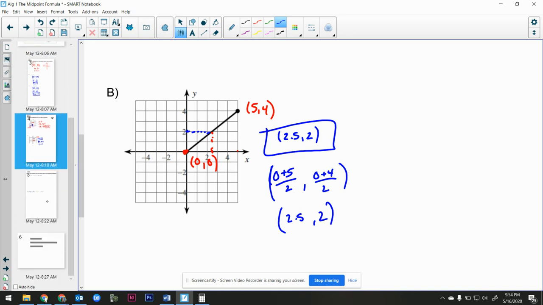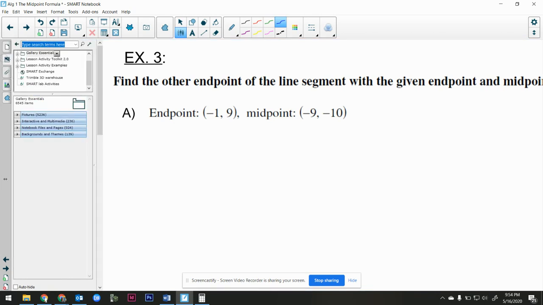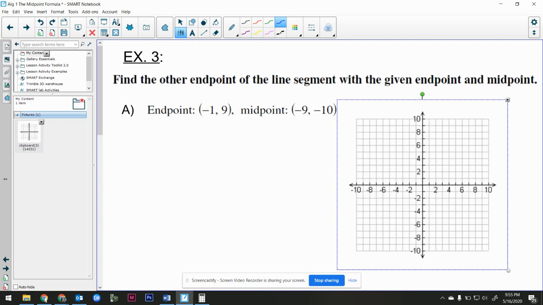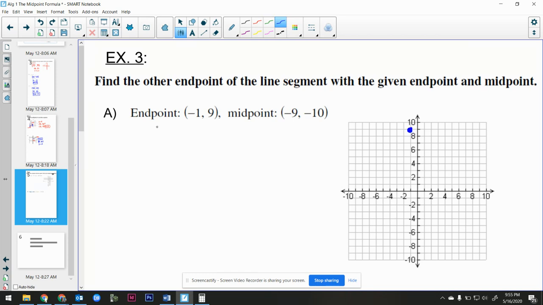Okay. Last set of examples. Okay, so what if I tell you this? What if we're on a coordinate plane? Let me get a coordinate plane here for you. Okay, and I said, I've got an endpoint at -1, 9. That's an endpoint. Notice the notation here, endpoint. And what if I say the midpoint is at -9, -10? That's a midpoint. Where is the other endpoint?